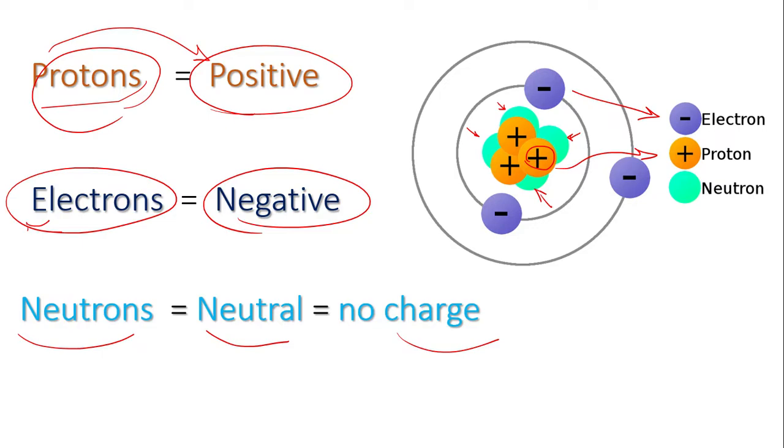So that's our three important particles inside the atom itself. Number one, protons again. Two, electrons. Three, neutrons.